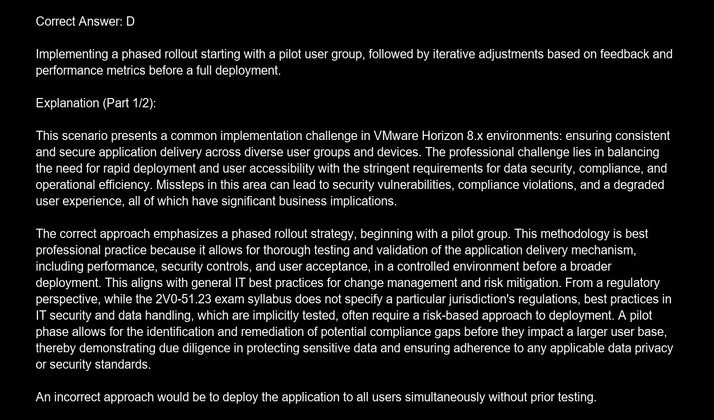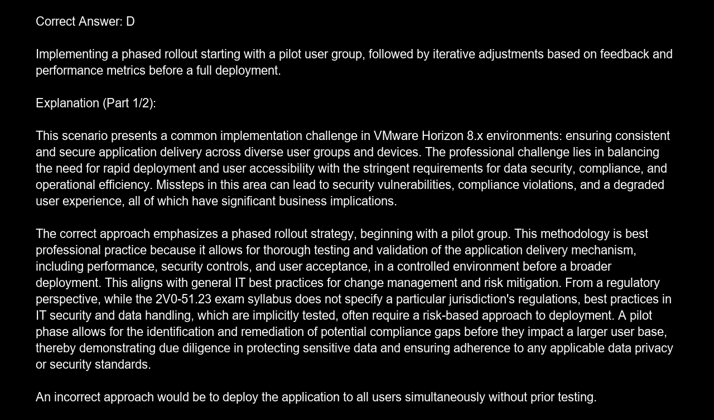The correct answer is D. Implementing a phased rollout starting with a pilot user group, followed by iterative adjustments based on feedback and performance metrics before a full deployment. Explanation. This scenario presents a common implementation challenge in VMware Horizon 8X environments, ensuring consistent and secure application delivery across diverse user groups and devices. The professional challenge lies in balancing the need for rapid deployment and user accessibility with the stringent requirements for data security, compliance, and operational efficiency.